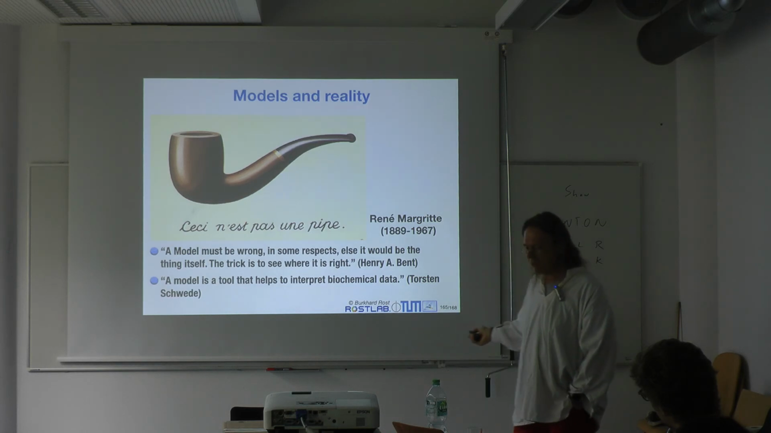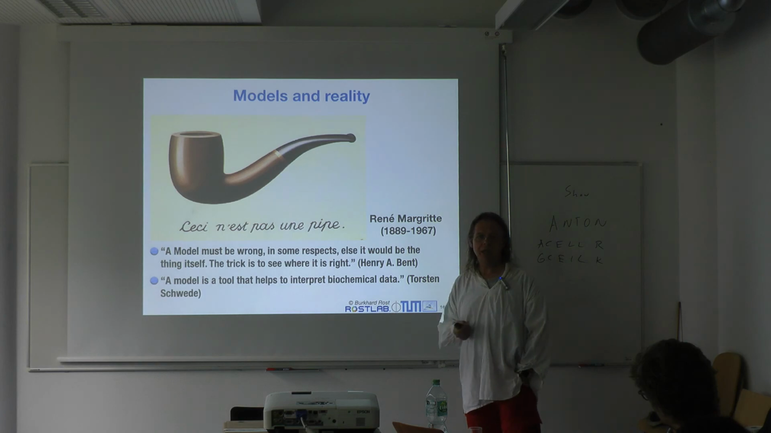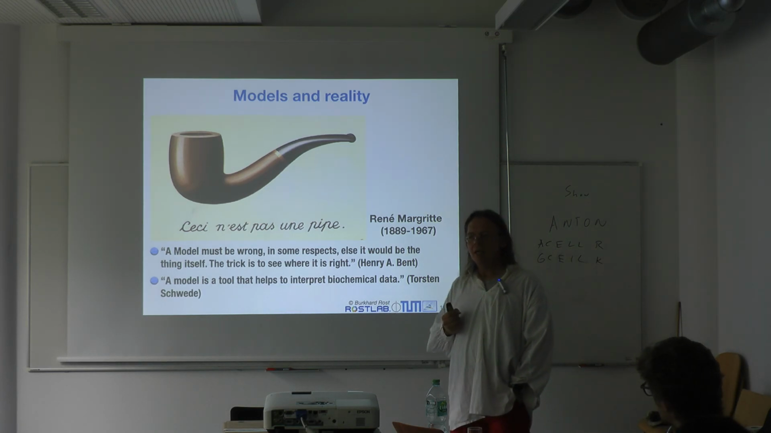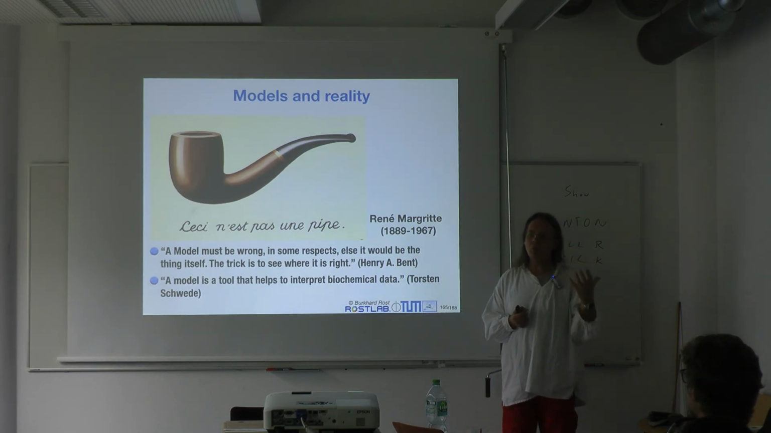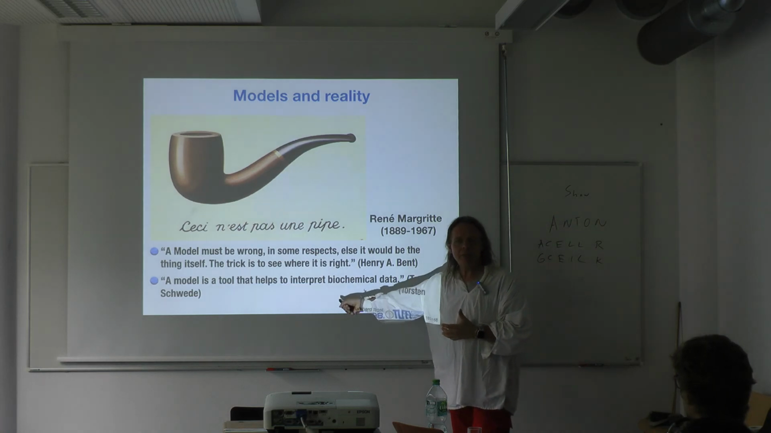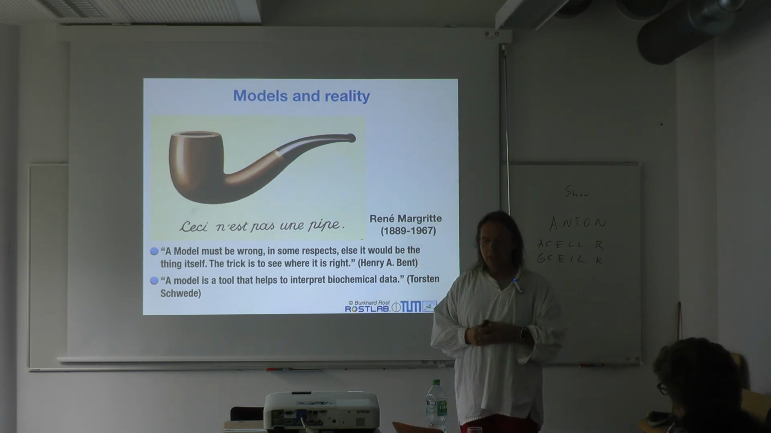Now, Torsten Schwede said it differently here. A model is a tool that helps you to interpret reality, that helps you to interpret function. And essentially, what you have to think about is that models will be wrong. So look at where the model is going to be wrong. Look at what you can trust and what you can make out of that model. What can you learn to predict function.